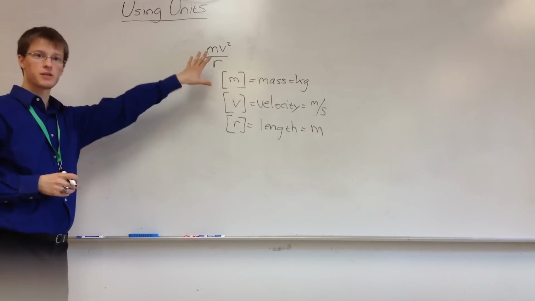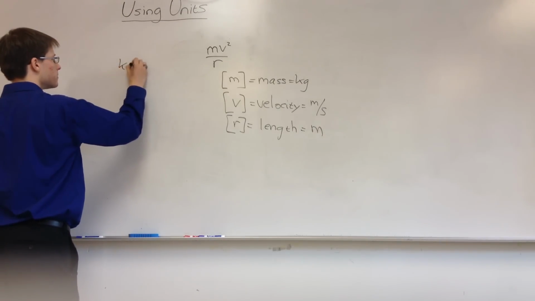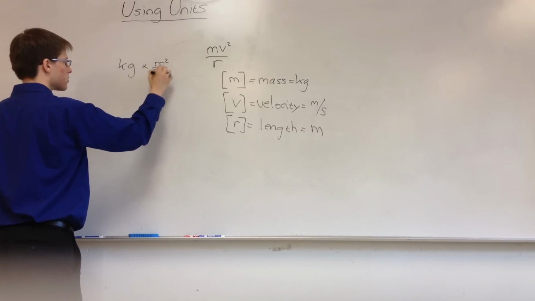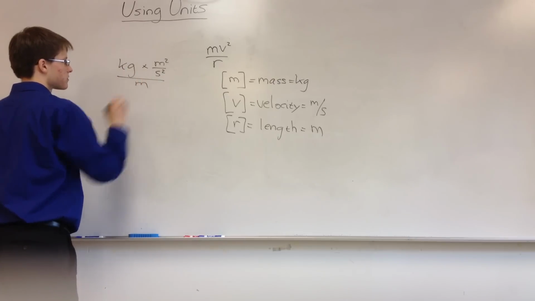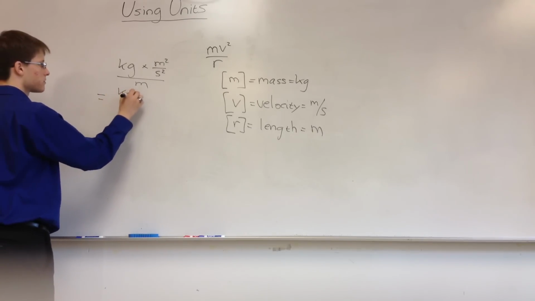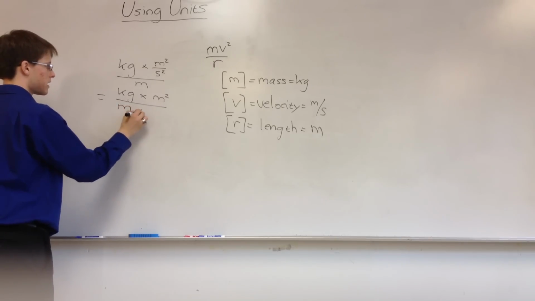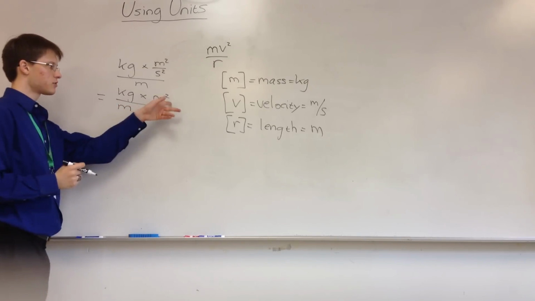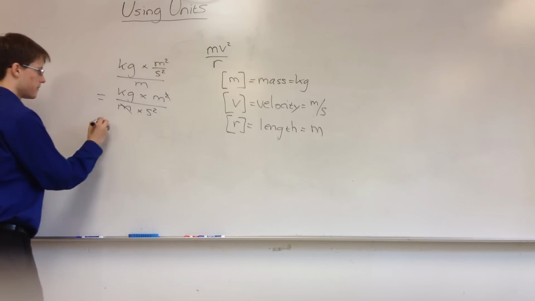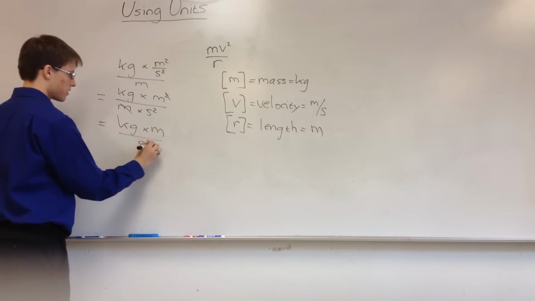So let's plug the units into this equation. We're going to have kilograms times meters squared over seconds squared, divided by meters. We can bring the seconds squared down to the bottom. So I'm going to have kilograms times meters squared divided by meters times seconds squared. Now, meters squared divided by meters is just meters on top. So I get rid of the square, get rid of the meters on the bottom, and I get kilograms times meters divided by seconds squared.